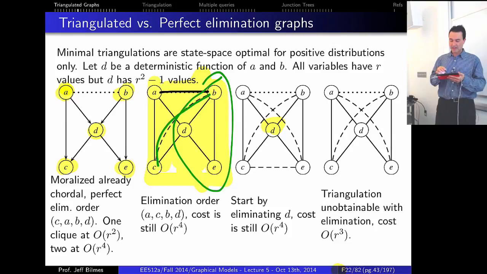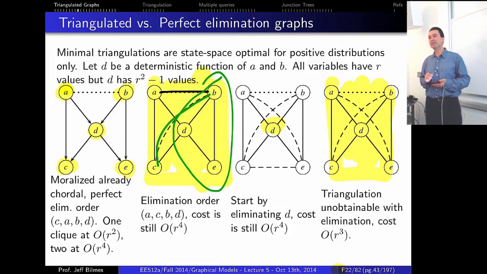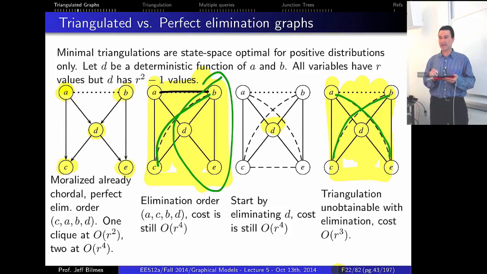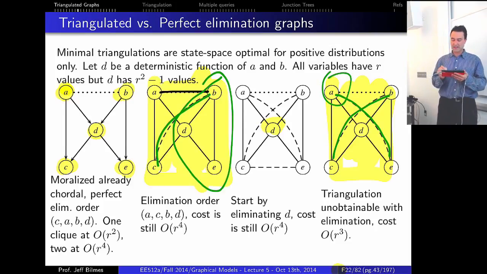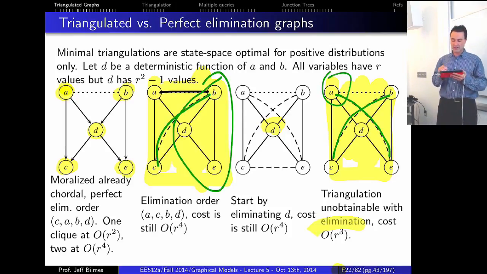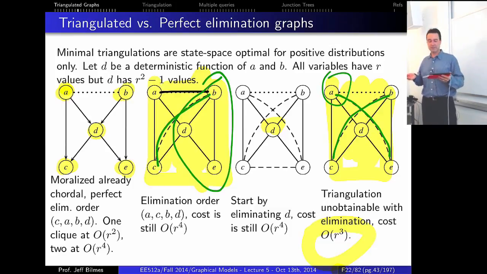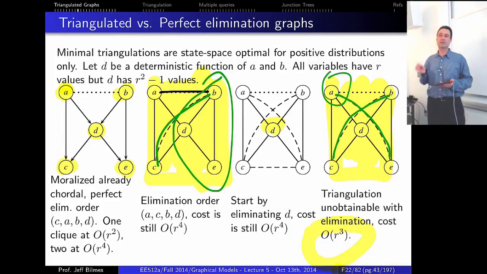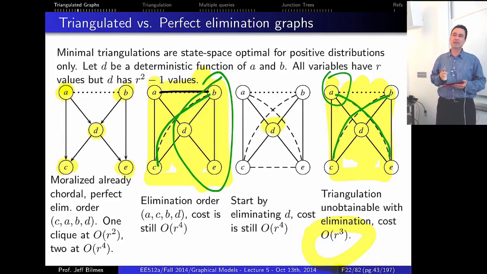On the other hand, on the right-hand side is a triangulation of this graph that's not obtainable by elimination, because what it does is it adds both this edge and this edge. We can't get that, because once we eliminate, say, this guy, this edge is impossible to have. And once we eliminate this guy, this edge is impossible to have. So we're adding both of those green edges, which isn't possible through elimination. But that is state space optimal. It has cost R cubed. But it's a non-minimal triangulation, because we can remove one of those green edges on the right and we're still triangulated.